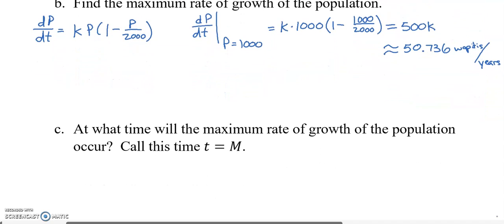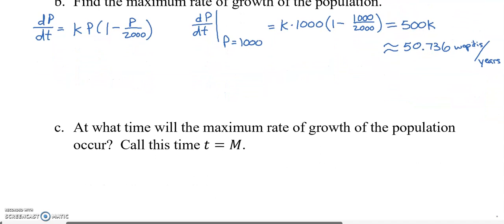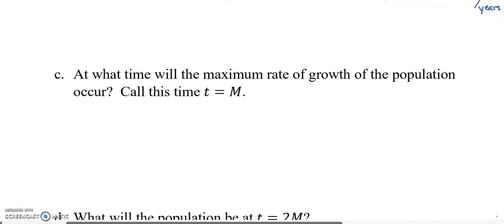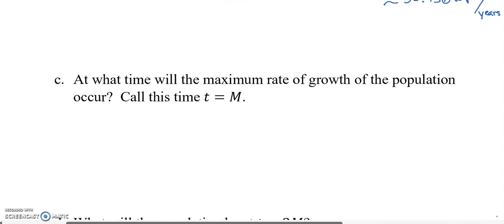Alrighty. Oh, look at that. Now it's going to ask what time that maximum rate of growth of the population will occur. I think that we've done this problem each and every time we've seen a logistic growth problem. So this should be very familiar to you at this point. Where are we at? We have the population carrying capacity is 2,000, so we're going to set our population equal to 1,000 and solve for t.